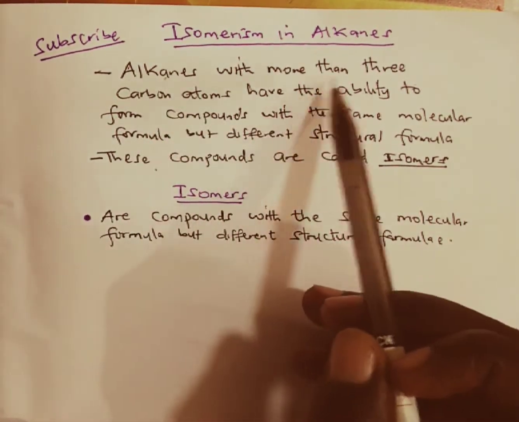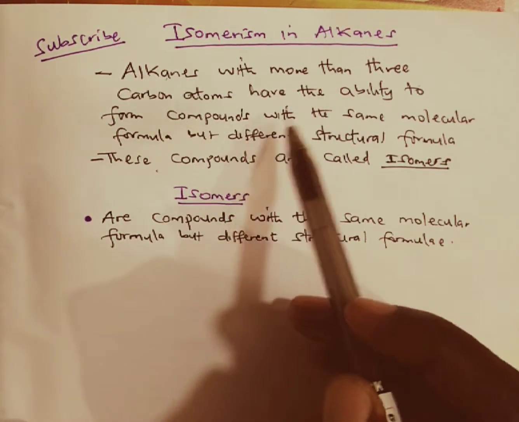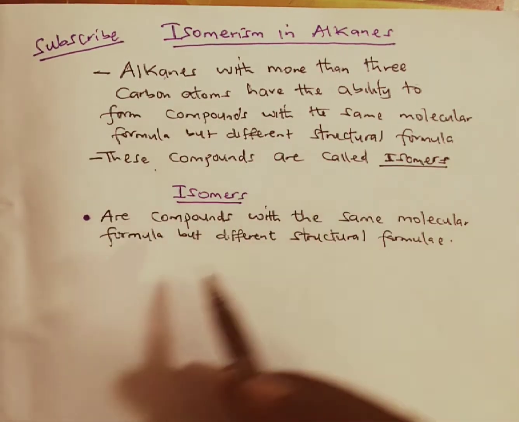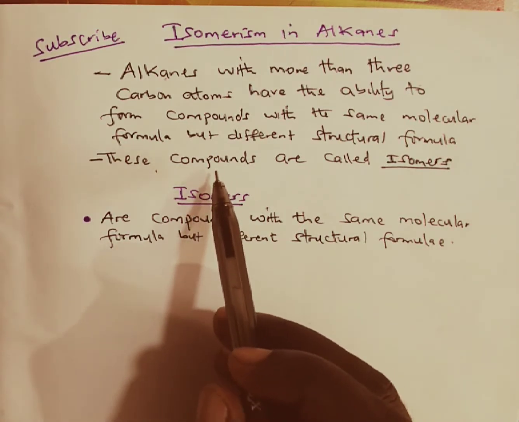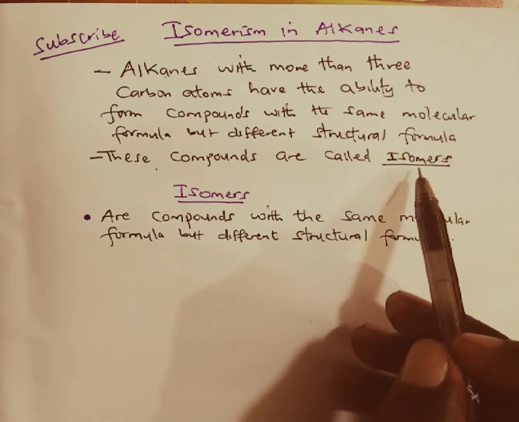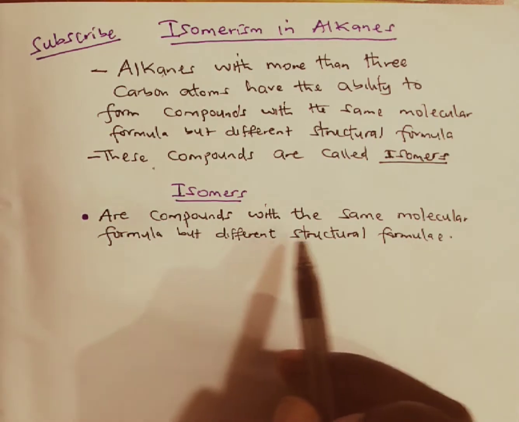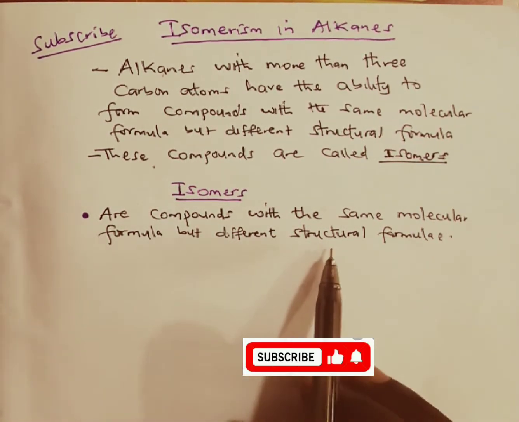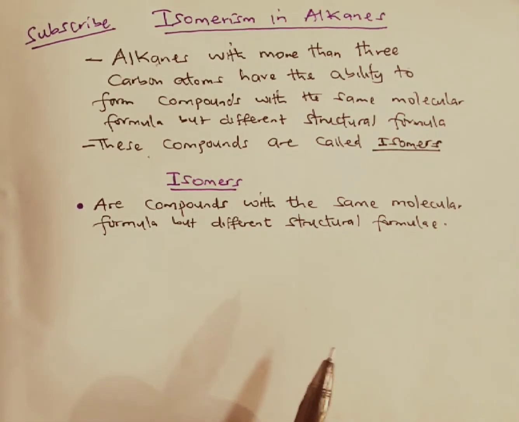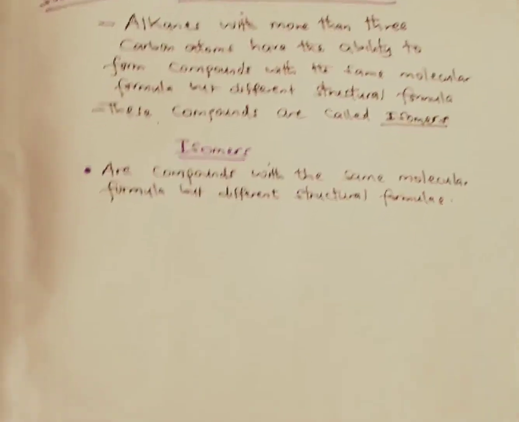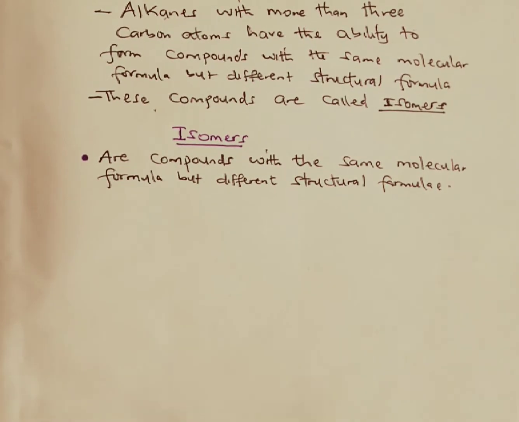Alkanes with more than 3 carbon atoms have the ability to form compounds with the same molecular formula but different structural formula. These compounds with the same molecular formula but different structural formula are called isomers. And therefore we can say isomers are compounds with the same molecular formula but different structural formula. Isomerism in alkanes begins from butane, that is an alkane with 4 carbon atoms onwards.